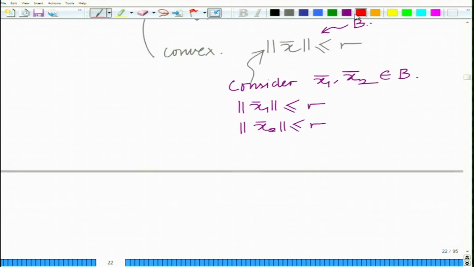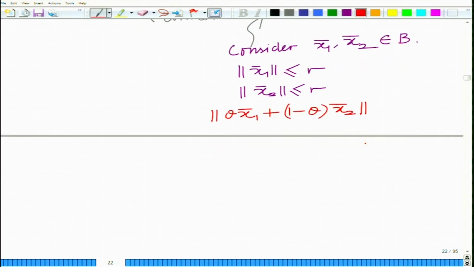Now, let us consider the convex combination. We have norm of theta times x1 bar plus 1 minus theta times x2 bar. We have to show that the norm of this is less than equal to r, so that this also lies in the interior of the ball. Now, you can readily see what needs to be done. First, we can use the triangle inequality.